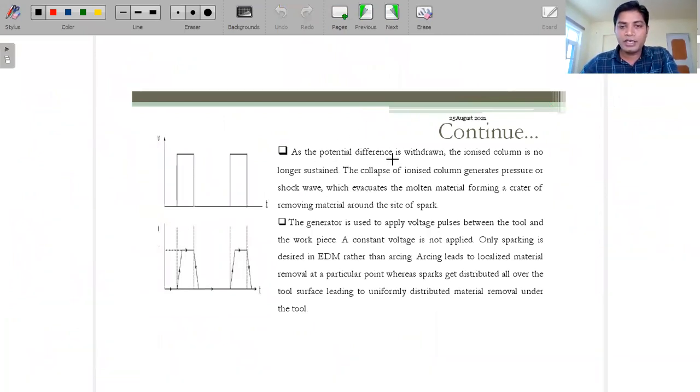As the potential difference is withdrawn, once you turn off the power supply, the ionized column no longer sustains. Whatever ionized column was formed will basically collapse, and the collapse of the ionized column generates pressure and a shock wave, which evacuates the molten material, forming a crater. Please keep in mind the crater of removed material around the site of the spark.